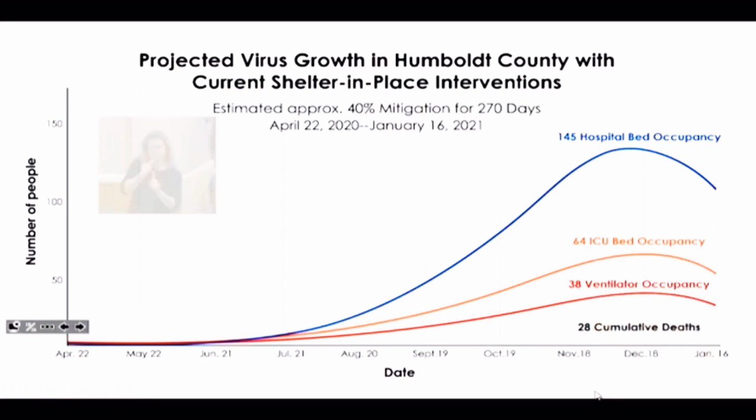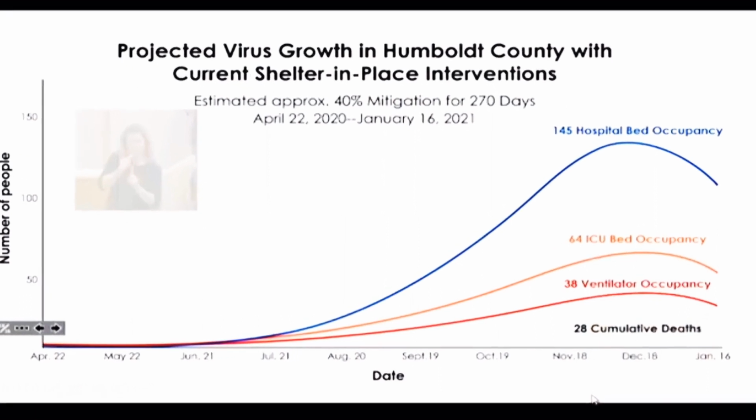Similarly, 64 ICU patients sitting in a bed in a hospital, 38 of them on a ventilator. And up until this point, 28 cumulative deaths. And so this death number does not take into account what happens on the back end here. People continue to die on the back end of the curve as well.